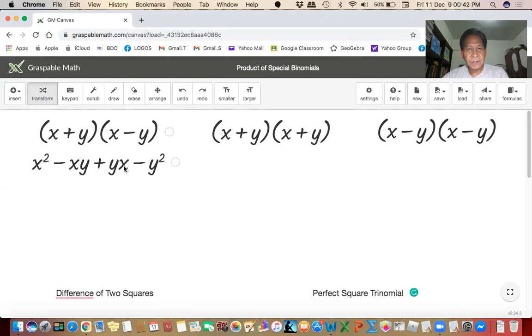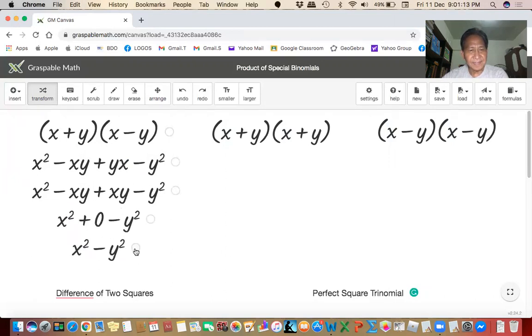All right, now for Graspable Math, we have to make sure that these two are exactly alike. We can rearrange these in such a way that they will look the same because we need like terms. So I just interchange the positions of x and y, applying the commutative property of multiplication. Now, this is xy, this is also xy. That means we can combine them because they're like terms. All right, and that's the final result.